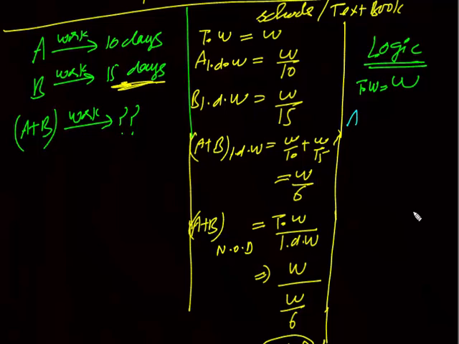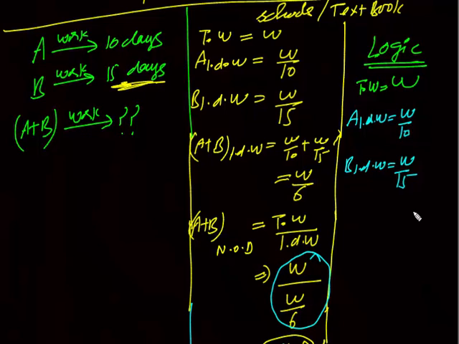Now A's 1 day work is W by 10 and B's 1 day work is W by 15. As you can see, in the previous textbook solution we solved W upon W by 6 and W got cancelled in the last situation. So it means W could be 1, it got cancelled.